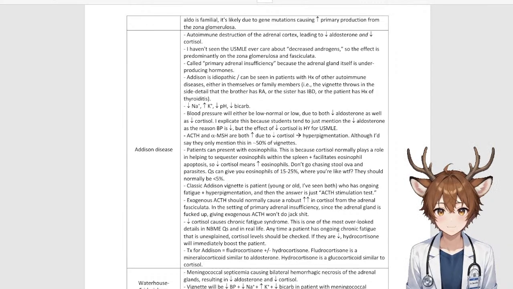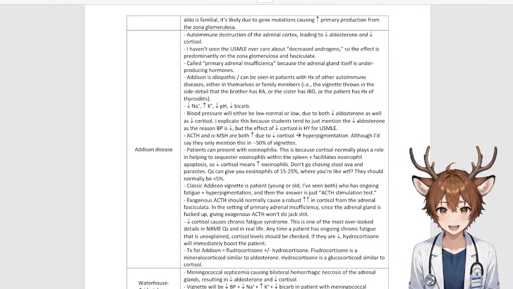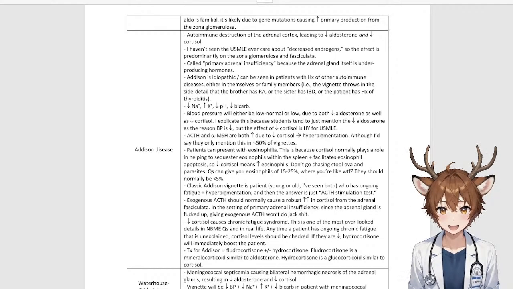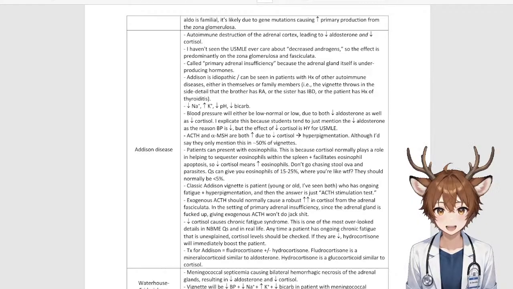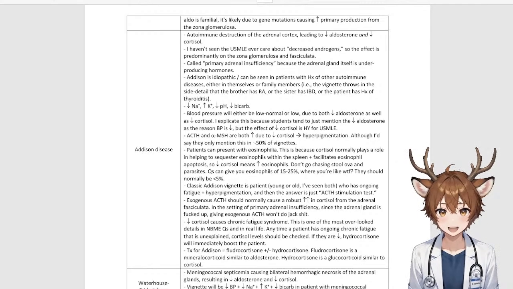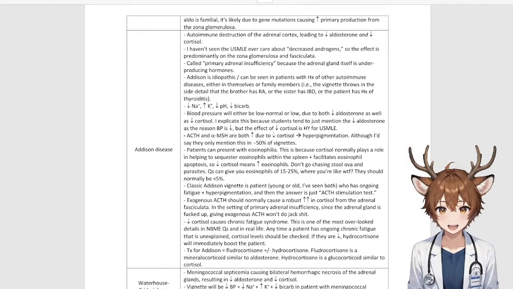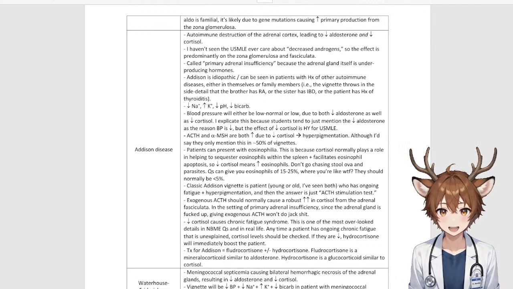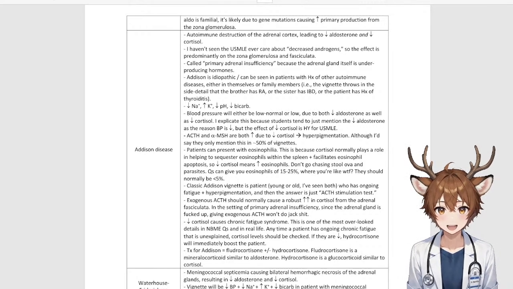Addison's disease. Autoimmune destruction of the adrenal cortex leading to a decrease in aldosterone and a decrease in cortisol. I haven't seen the USMLE ever care about decreased androgens, so the effect is predominantly on the zona glomerulosa and fasciculata. It is called primary adrenal insufficiency because the adrenal gland itself is underproducing hormones.